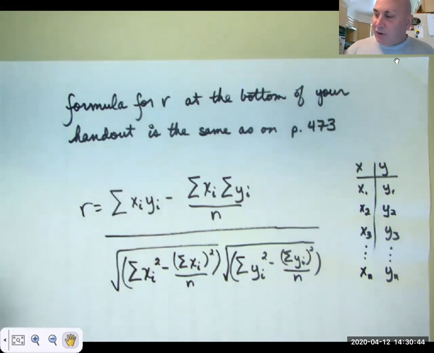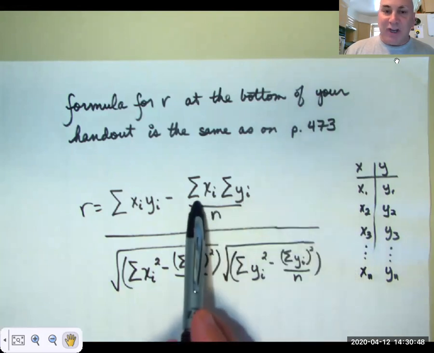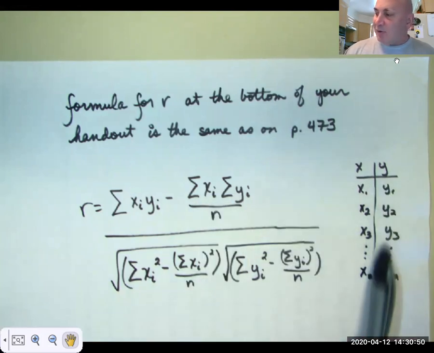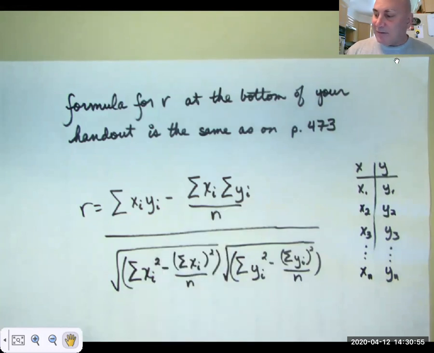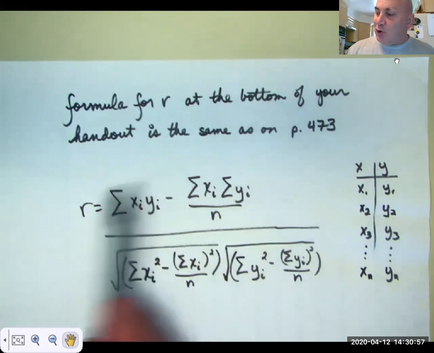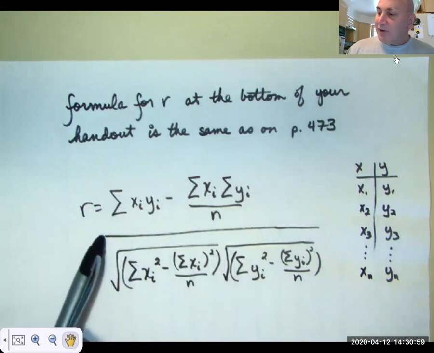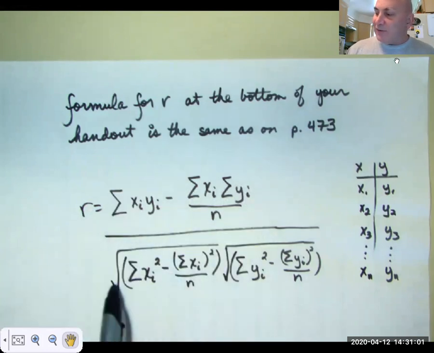Then you would take the sum of all the x's. That would go here. The sum of all the y's. That would go here. Divide by n. Now that's the numerator. What we're going to divide by is these two radicals.